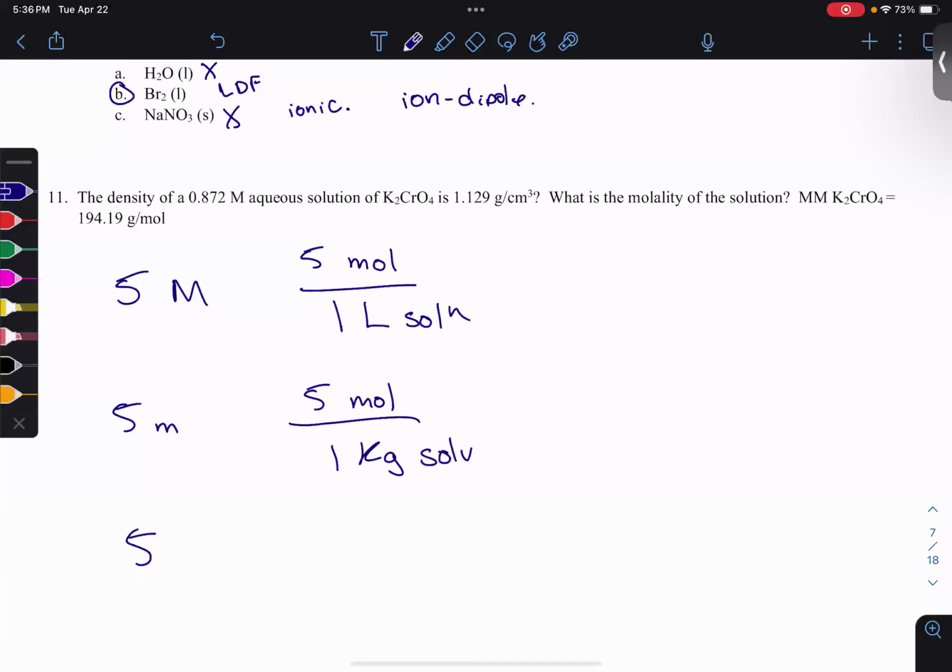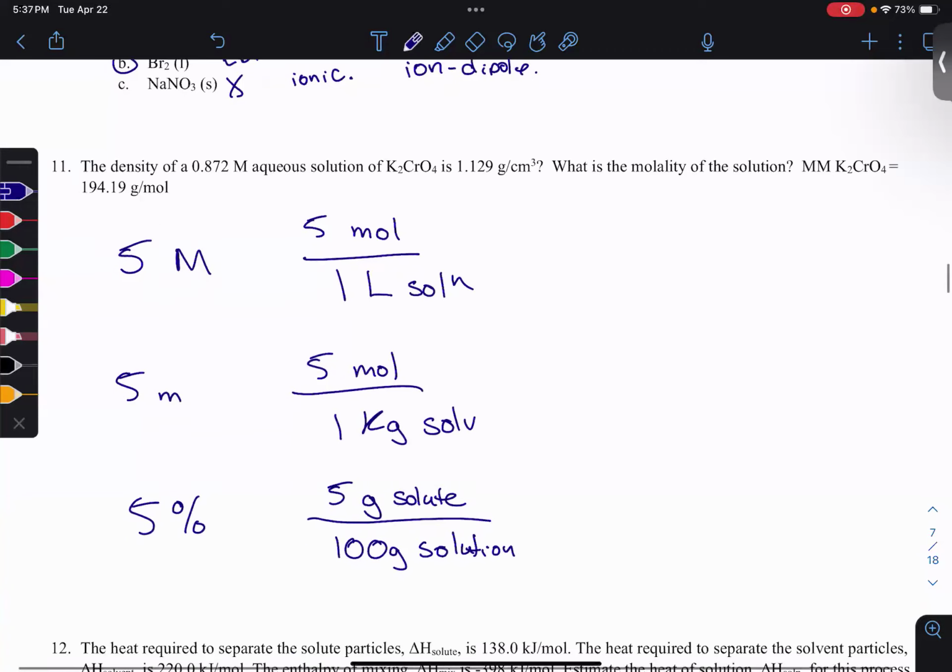If I have something that's 5 mass percent, what does that mean? 5 grams of solute over 100 grams of solution. Yes, very good. It's solution, not solvent. So you can actually figure out how much solvent you have. If 5 grams of your solution is solute, then 95 grams is your solvent, because they have to add up to 100.